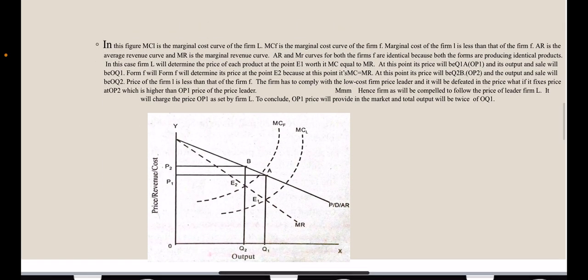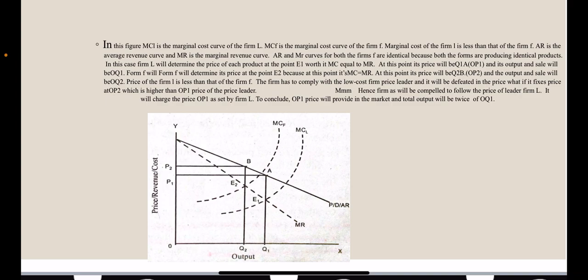In this figure, MCL is the marginal cost curve of firm L. MCF is the marginal cost curve of firm F. Marginal cost of the firm L is less than that of F. AR is the average revenue curve and MR is the marginal revenue curve. AR and MR curves for both the firms are identical because both the firms are producing identical products.